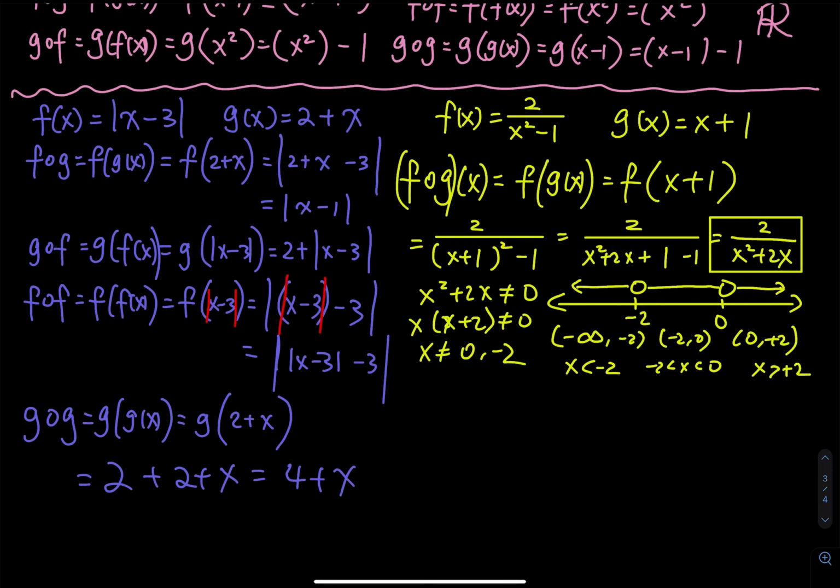2 to infinity, right? Did I just put 2? That's ridiculous. Infinity, x greater than 0. All right, so that is the f of g. And then the g of f.